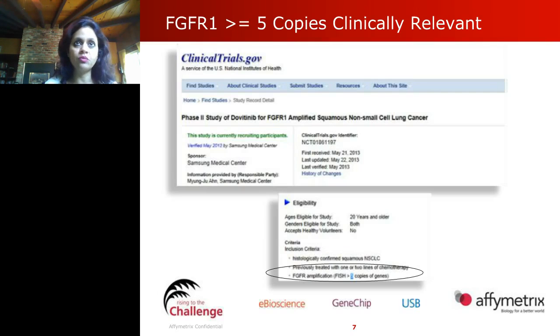And of course, the most well-known example of all is HER2, where the cutoff is 4 copies for absolute copy number and a 2.2 CEP17 to HER2 gene ratio for therapy selection. And therefore, it's pretty well established that it is important to detect lower level amplifications at 4, 5, 6, and 7 copies.